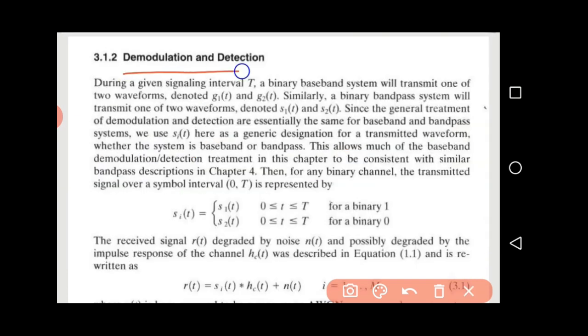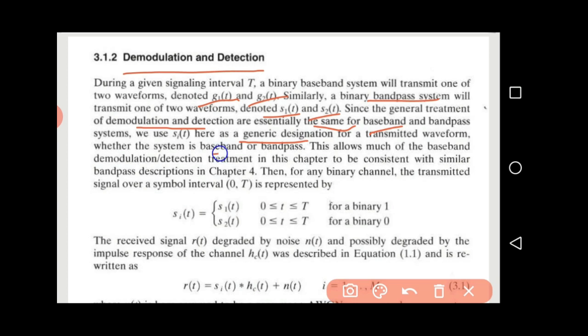Now come to demodulation and detection. Is there any difference between demodulation and detection? Let us see. During a given signaling interval T, a binary baseband system will transmit one of two waveforms, that is g1(t) and g2(t). Similarly, a binary bandpass system will transmit one of two waveforms denoted by s1(t) and s2(t). Since the general treatment of demodulation and detection is essentially the same for baseband and bandpass systems, we use si(t) here as a generic designation for a transmitted waveform.